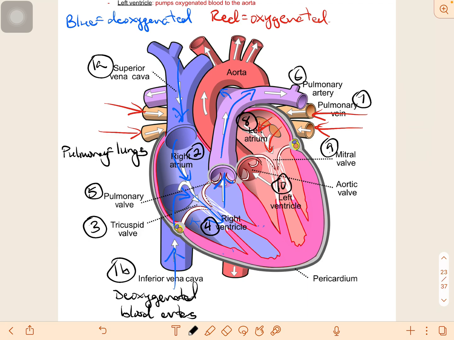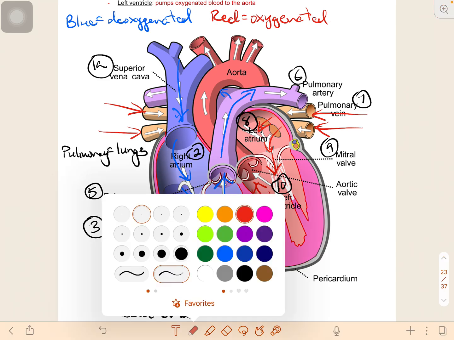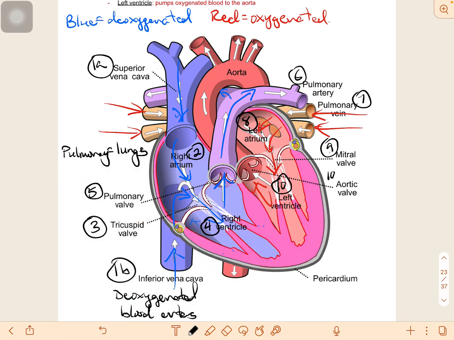All right. Now we are going to go out the aortic valve. Here, the blood's going to make a U-turn, head out the aortic valve, and we're going to call the aortic valve number 11. And then into the aorta, which we'll label number 12. And then the aorta is going to bring all of its oxygenated goodness to the rest of the body and all of its tissues.